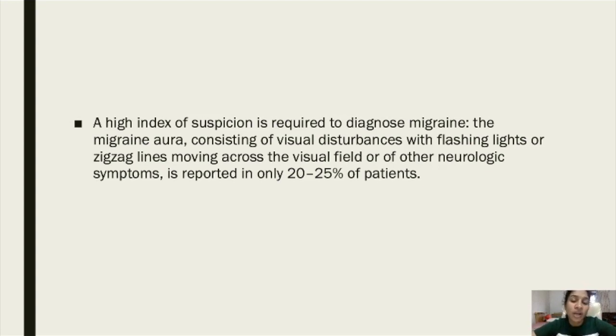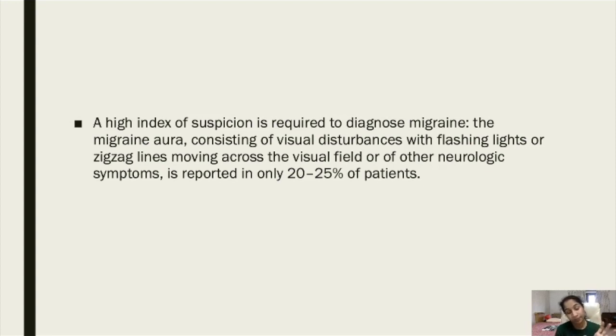The migraine aura, consisting of visual disturbance with flashing lights or zigzag light moving across the visual field, or other neurologic symptoms, is reported in only 20 to 25% of patients. So migraine auras are there. Migraine aura means some visual disturbances the patient will get before getting the headache.